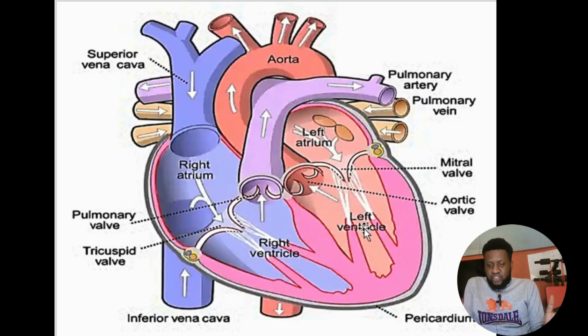Now, at that point, the left ventricle will expand. So when they expand, they suck in blood. When they shrink, they push out blood. So it will expand to receive the blood through the mitral valve. Now, once the blood gets into the left ventricle, the mitral valve closes up. The reason is that it prevents blood from flowing backward.